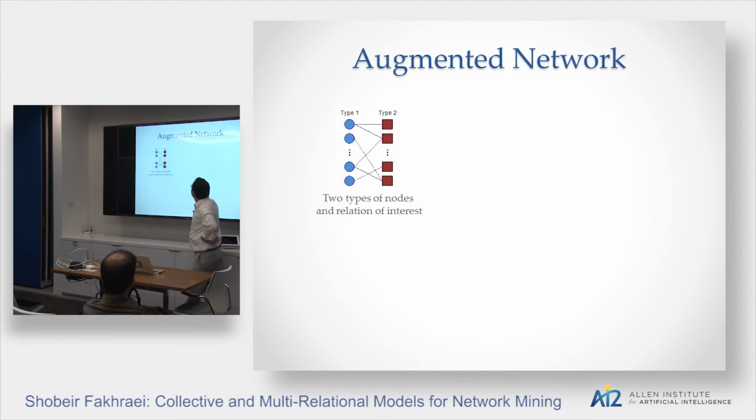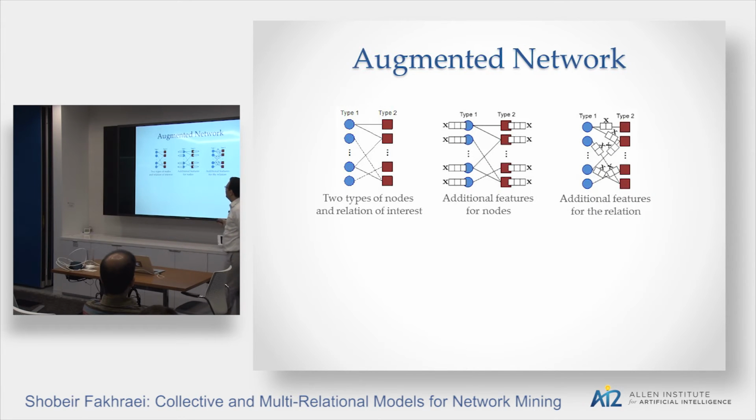This bipartite network is common, and for this we have two types of nodes, and we observe some of the links. We want to infer or predict the value of the other links. But usually, this is not the only thing we have. We have more information on the sides. For example, we have features for the users, or we have features for the items. Or we have features on the links.